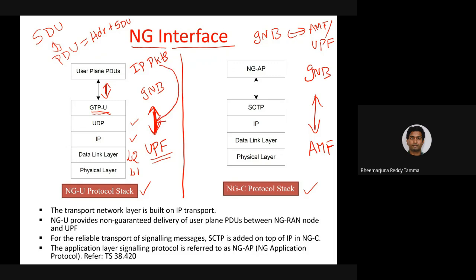So again, I'm repeating, the base station and UPF establish a tunnel using the GTP-U protocol, and inside that GTP-U protocol you send the IP packets that belong to user traffic. But look at what is happening below GTP-U. We have UDP and IP again. Actually, what we are doing is IP in IP.